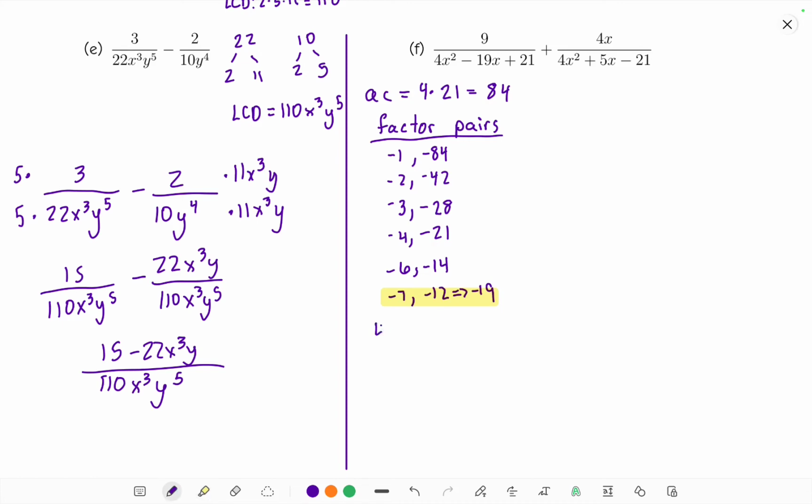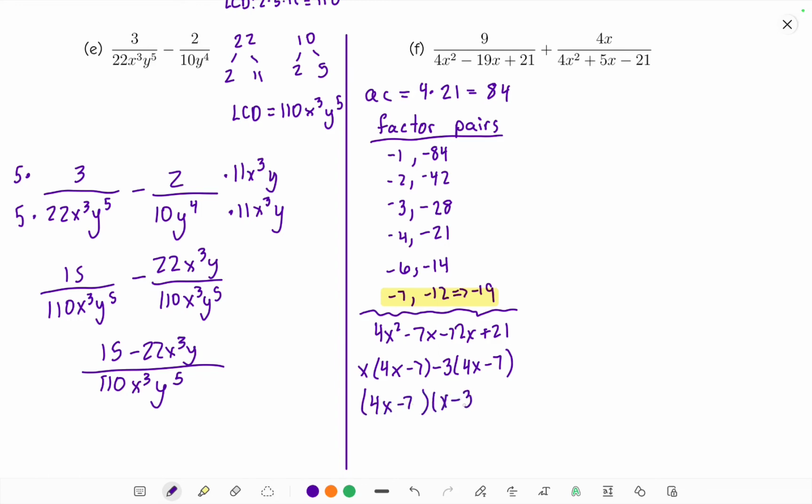So then we get 4x squared minus 7x minus 12x plus 21. I can take an x out of the first two terms, so we get x times (4x minus 7). 12 and 21 have a 3 in common, so I can take a negative 3 out to get negative 3 times (4x minus 7). So then we get (4x minus 7) times (x minus 3). So there's the first denominator factored.